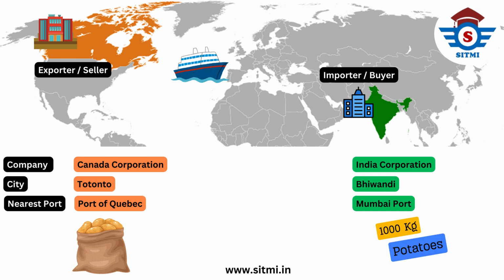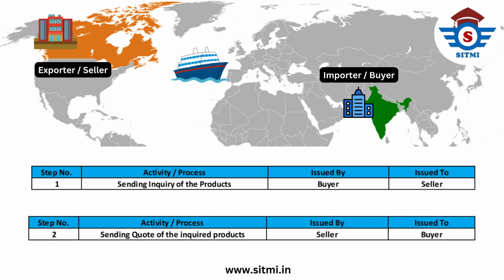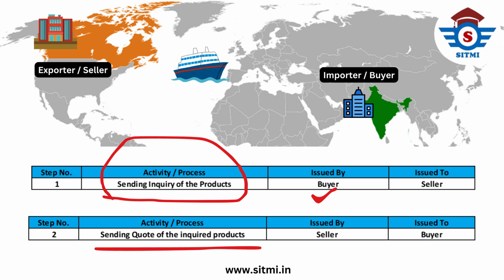Now let's assume that India Corporation needs 1000 kilograms of potatoes from Canada Corporation. In this situation, our first step in the process is sending an inquiry of the products. In our example, India Corporation makes an inquiry of potatoes to the Canada Corporation. Once the inquiry is received by Canada Corporation, the next step is sending a quote of the inquired products.